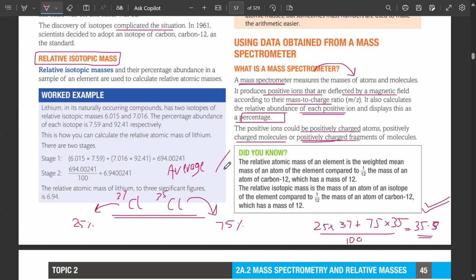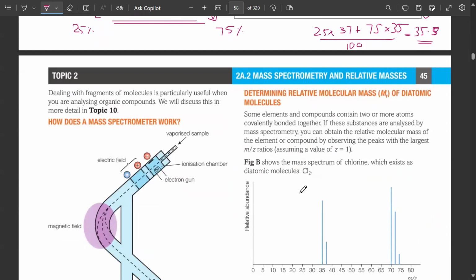So the definition that you're going to write in the paper is that the relative atomic mass of an element is the weighted mean mass of an atom of the element compared to 1/12 the mass of carbon-12, which has a mass of 12. Anything compared with carbon-12 and divided by 12, we just use this as a standard. This is the exact definition that you have to memorize. Got it? Right. 2 marks definition.